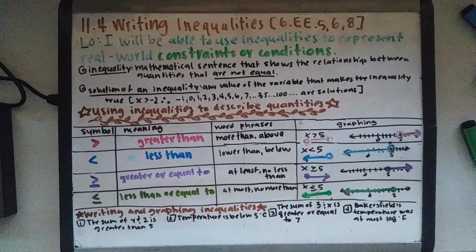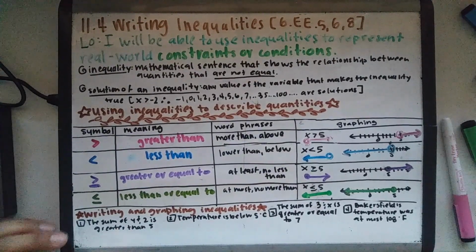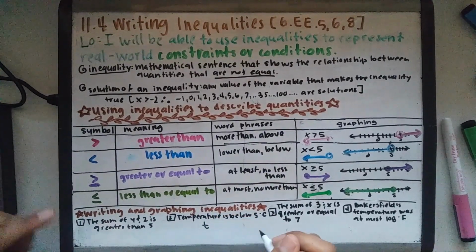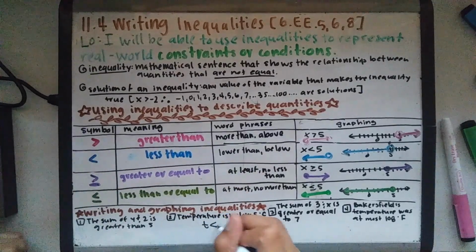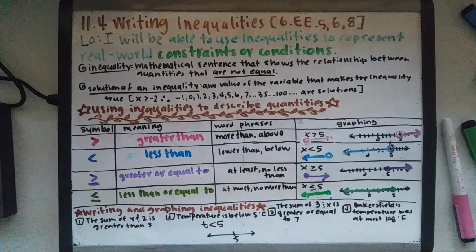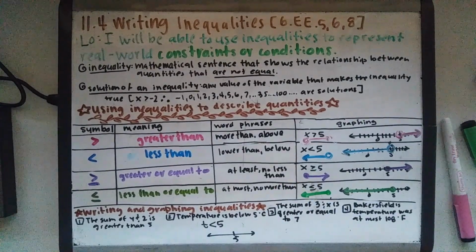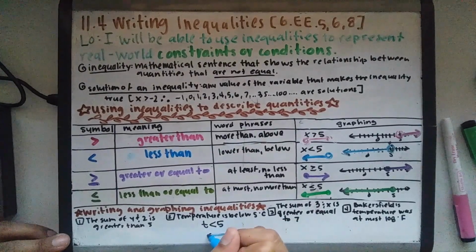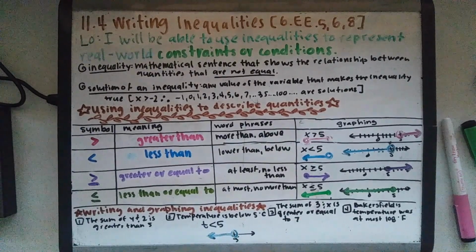Here we go. The next one, temperature is below 5, so that's temperature is less than 5. Okay, so if I graph that at 5, I'm going to open circle because 5 is not included, it's actually below, it's not 5, it's below 5. Open circle, and I'm going to go to the left because that's where the numbers are getting smaller.